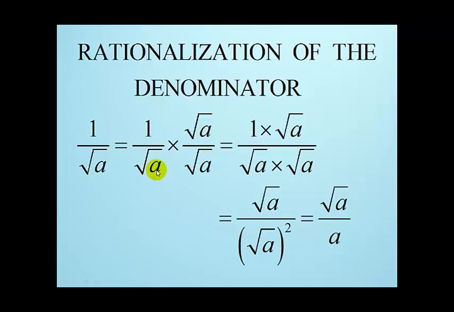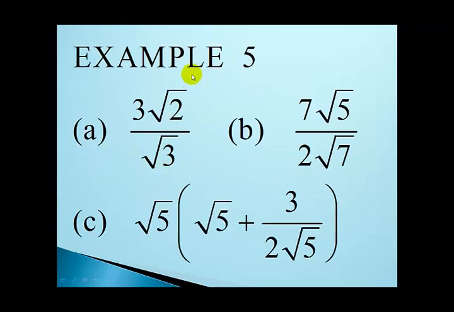Now example, let's rationalize the following. 3 root 2 divided by root 3. 7 root 5 divided by 2 root 7. Root 5 times root 5 plus 3 over 2 root 5. Now let's see how best we can rationalize the following.